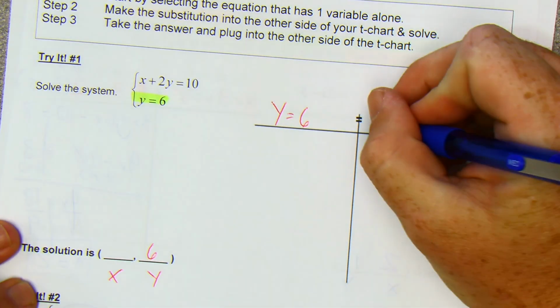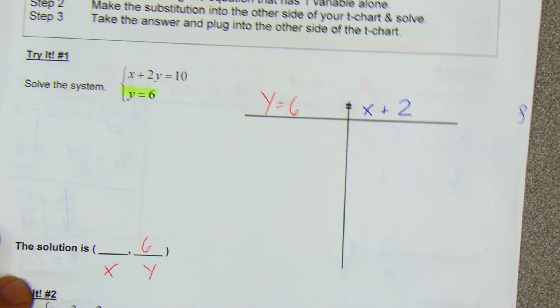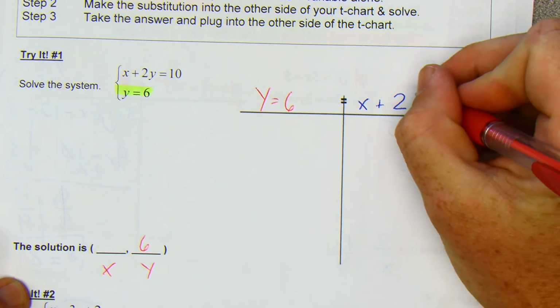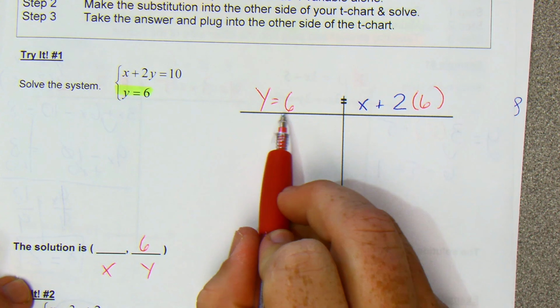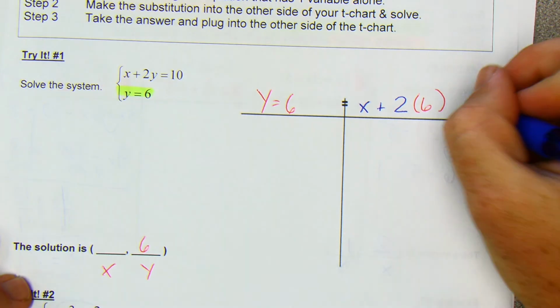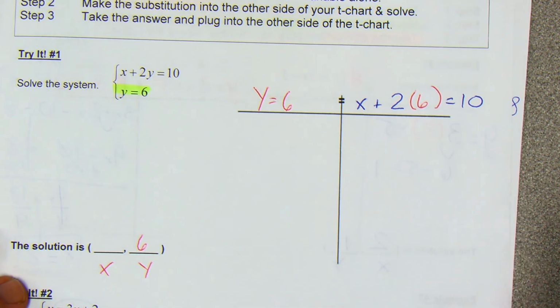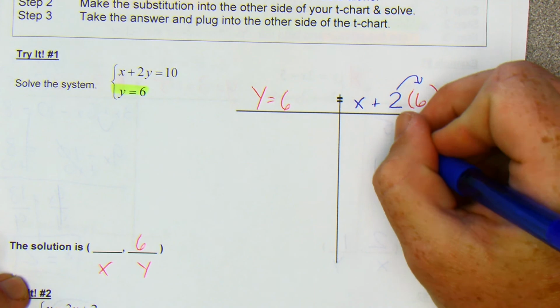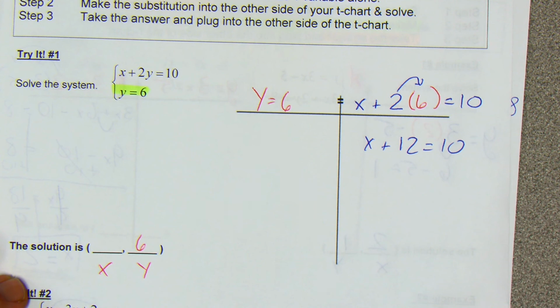So I have x plus 2, and now is my y, but since I have a value for y, I'm going to plug in my value that I have for y instead of just y. So in parentheses, I'm going to plug in a 6 because that is what my y equals, and we're going to set that equal to 10. Okay, so now we're going to solve this side to find out what my x is. Okay, so 2 times 6 is 12. So I have x plus 12 equals 10.